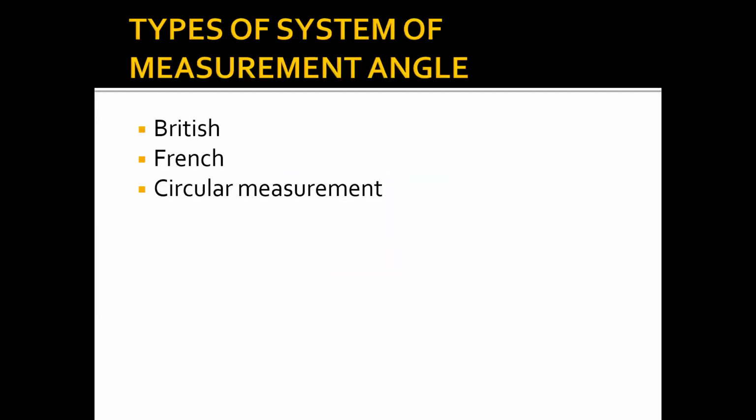Okay, now once we understood this right angle triangle, we have three ways to measure the angle: the British way, the French method, and circular measurement. So we will see them one by one.